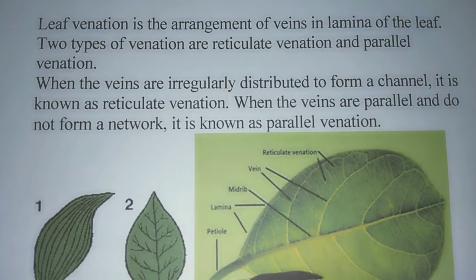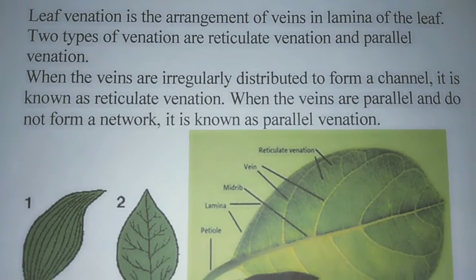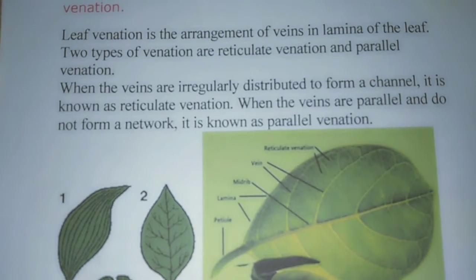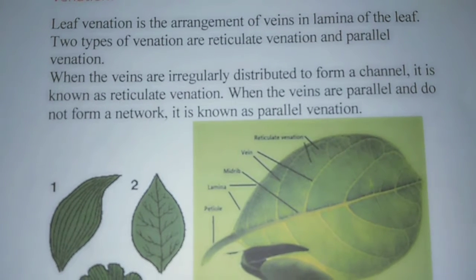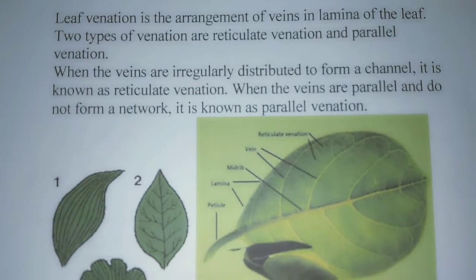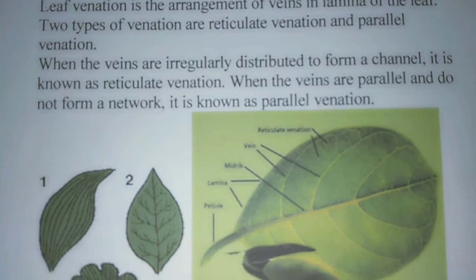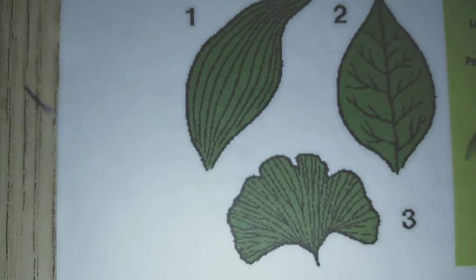When the veins are irregularly distributed to form a network, it is known as reticulate venation. When the veins are parallel and do not form a network, it is known as parallel venation.